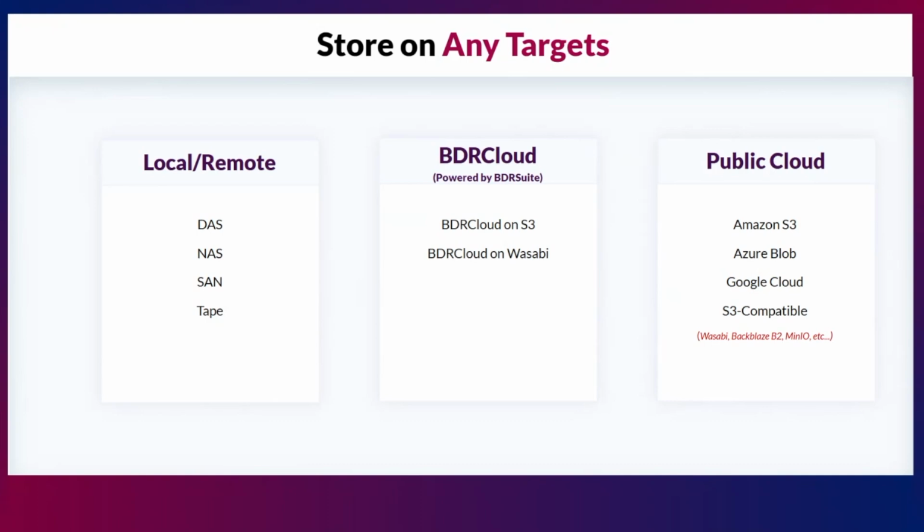And next you have the cloud storages. Here you can use your own public cloud where we support Amazon S3 or any of its S3-compatible storages such as MinIO, Wasabi, Backblaze, etc. And you have the support for Azure Blob and Google Cloud to get your data stored in your own cloud bucket. On the other hand, we also provide our cloud storages where we have the BDR Cloud storage on S3 as well as Wasabi. So based on the cost, you can choose your BDR Cloud option.